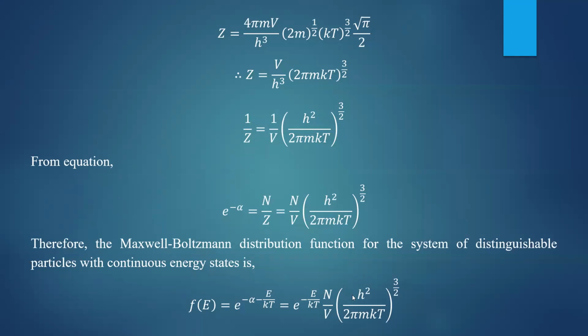So alpha and beta are undetermined multipliers. We have obtained the value of beta, that is equal to 1 by kT, and the value of alpha we have just obtained. And finally, the distribution function f of E becomes equal to this particular product, this term.